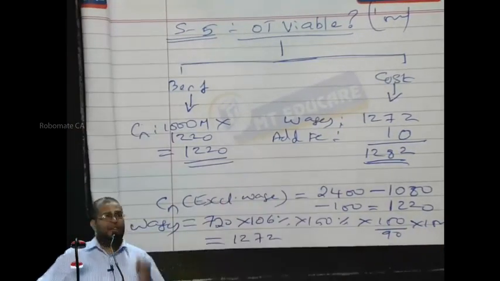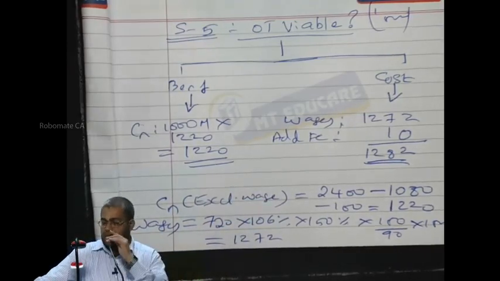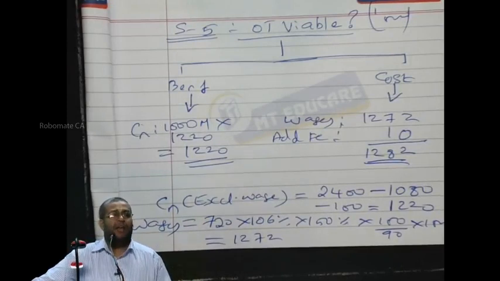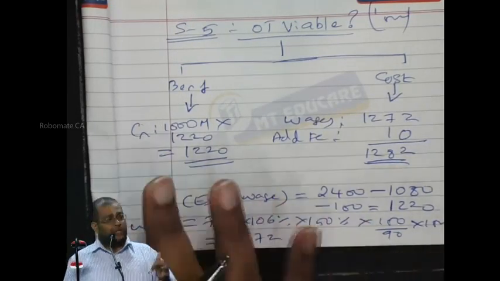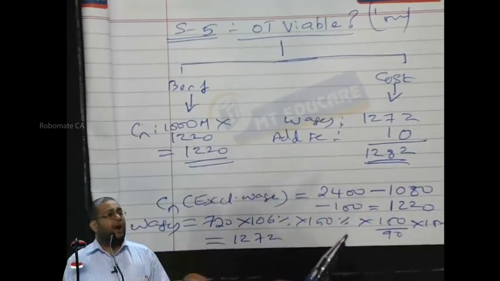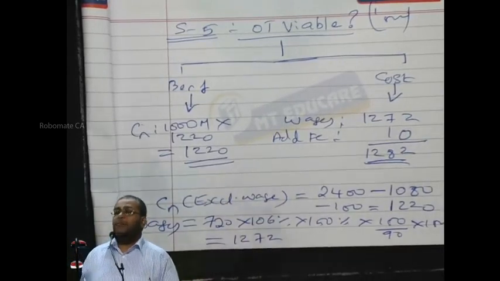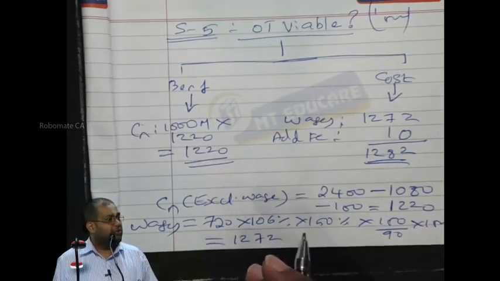Now, benefit of working overtime is only 1220. The cost of working overtime is how much? 1282. Tell me, is the overtime viable or unviable? The company should not have produced 26,850 machines. It should have stopped at 25,850 machines and not worked overtime. It would have been a better strategy. Respond, yes or no? Write down.